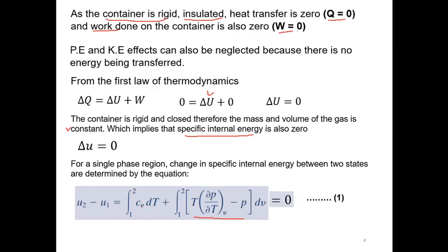We know that the CV value is given as 3 by 2 R. So this term is not a problem. Basically we need to calculate the second term. So let's start with this one. Let's say the first part is using the van der Waals equation of state, and we know that the van der Waals equation of state is P is equal to RT by V minus B minus A by V square.